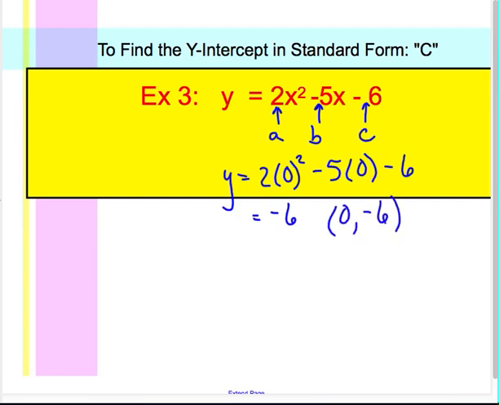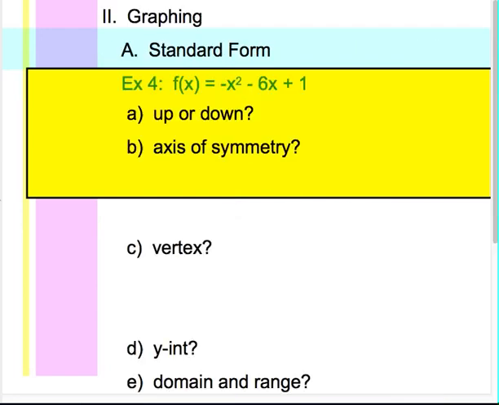So in the future, when you see an equation in standard form and you're looking for the y-intercept, you can just give me the ordered pair 0, negative 6. You don't have to show any work. All right, now we're going to put all of the information that we've learned about quadratic functions so far together and find out how to graph them.